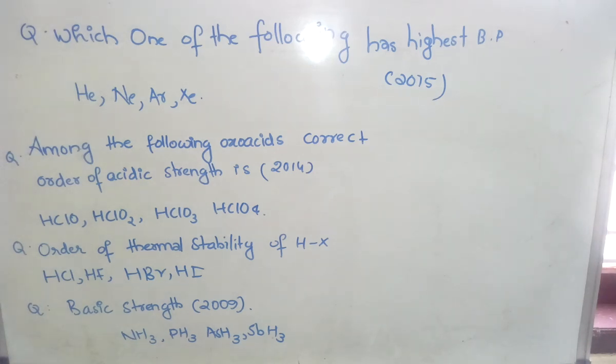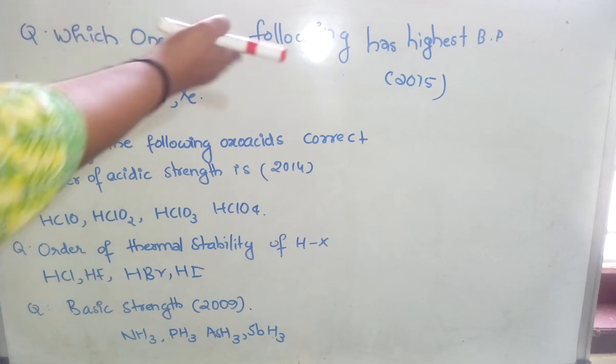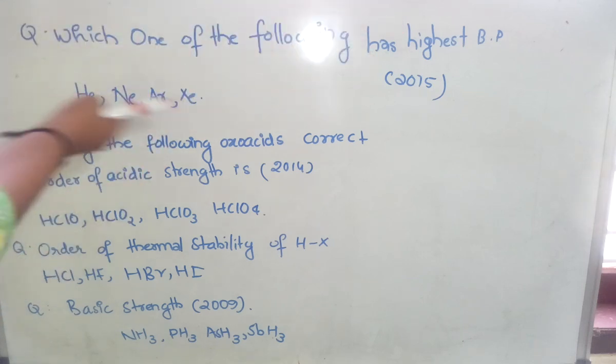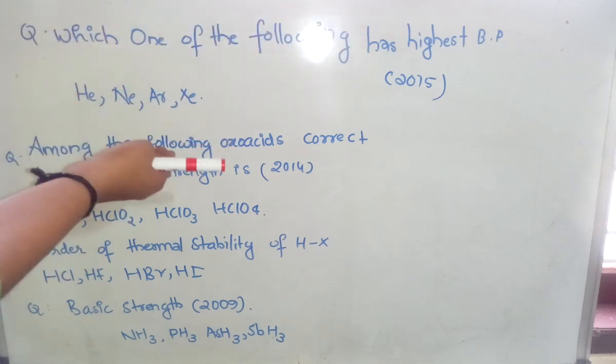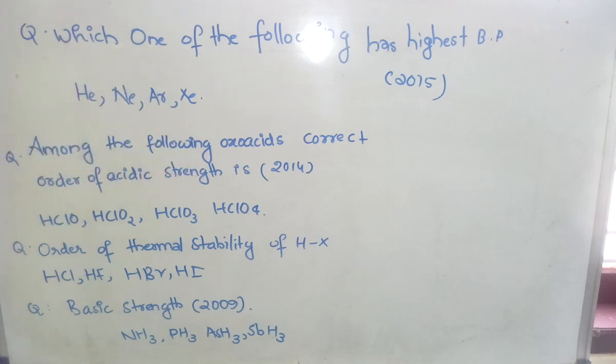So let us see. First question: which one of the following has the highest boiling point? The noble gases are given, and we already know that out of the noble gases, xenon, as we go down the group, the boiling point will be increasing. So directly we can answer it from the chart we have already studied.